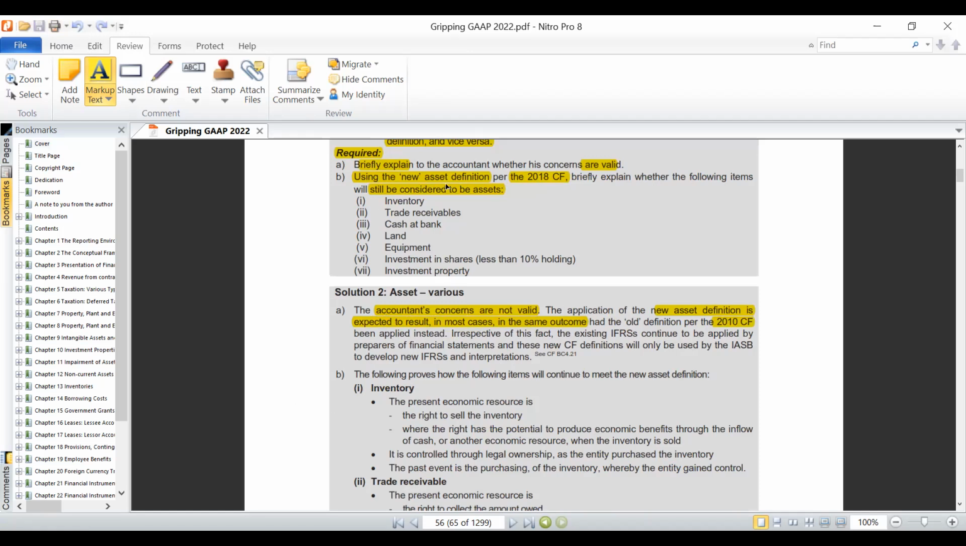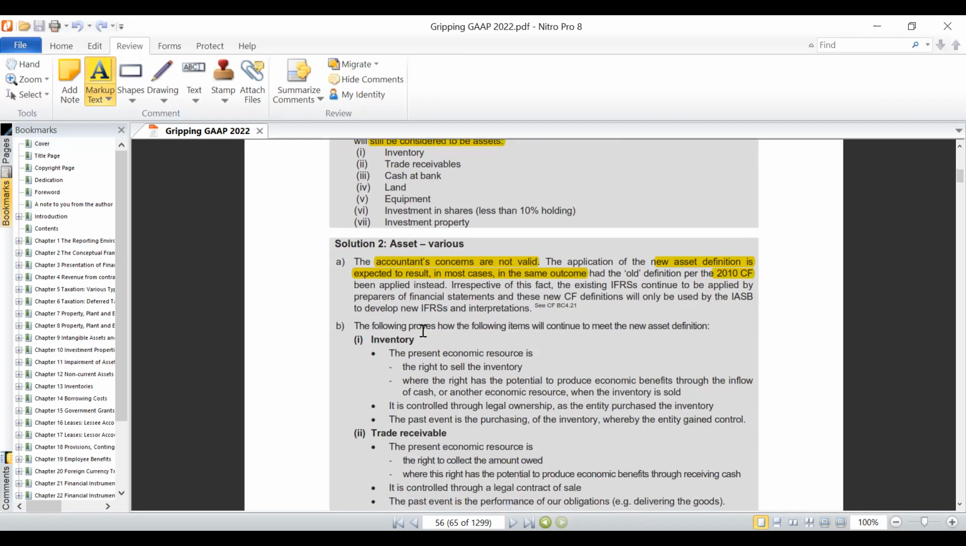Now let's answer the second question. Using the new asset definition as per the 2018 conceptual framework, briefly explain whether the following items will still be considered to be assets. Well, let's look at the first one, which is inventory. So is there a present economic resource? Yes, there is. How do I know that there's a present economic resource as far as inventory items are concerned? Because we've got the right to sell the inventory. Remember, what is an economic resource? It is a right that the organization has.